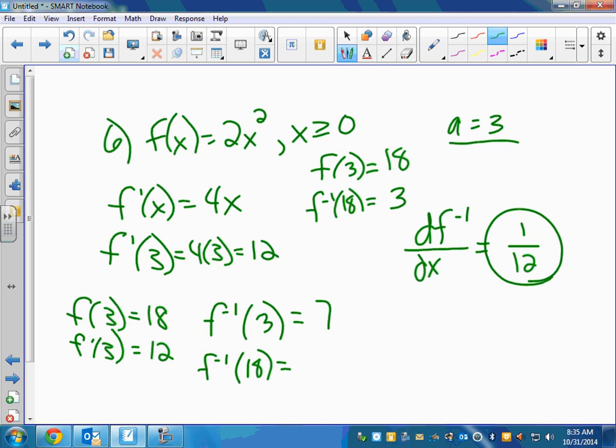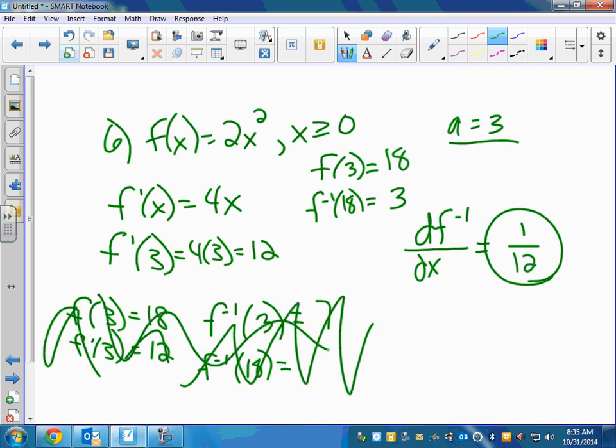Okay. I was just making that 7 up. That's really not true, but we'll look at those other questions later. Just remember, the inverse function's derivative is the reciprocal of the regular derivative at the appropriate points, which is the point I was trying to get.